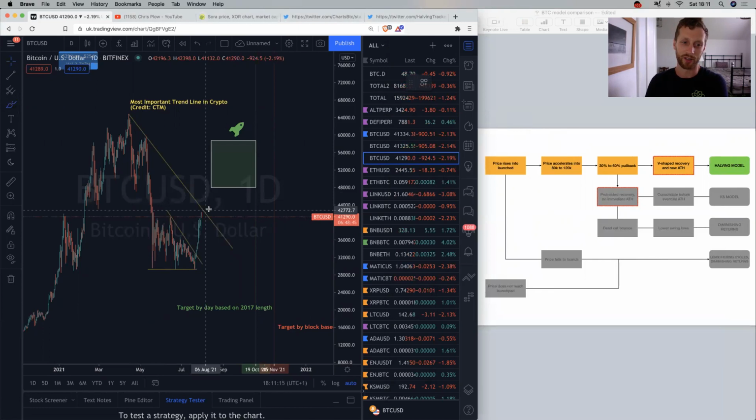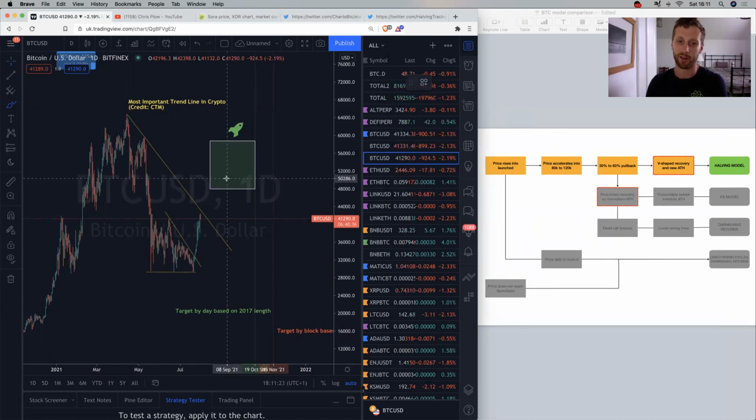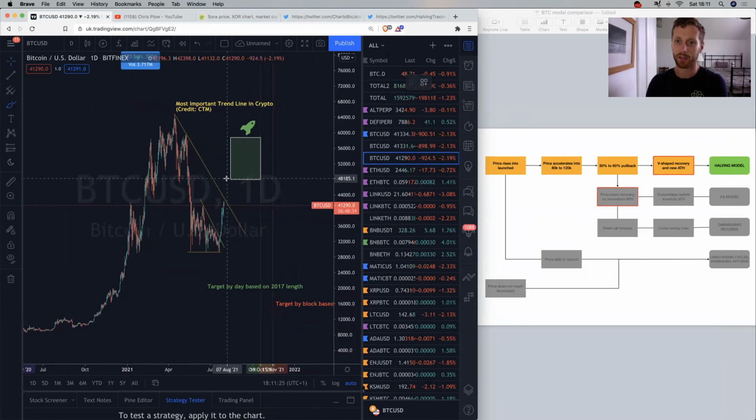The price is approaching the most important trend line in crypto. As we take that out, we're looking to get into the launch pad. So price rises into the launch pad. The launch pad is named as such, and we have our rocket because once we get in there, and once we leave that area, we expect to launch to the moon, particularly if we're following the halving model.